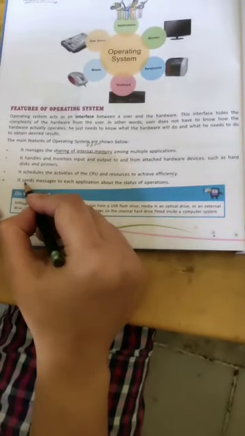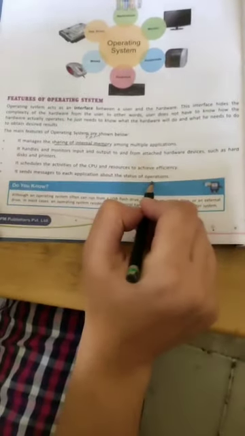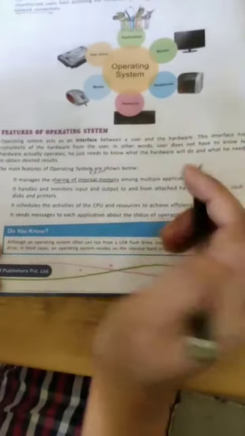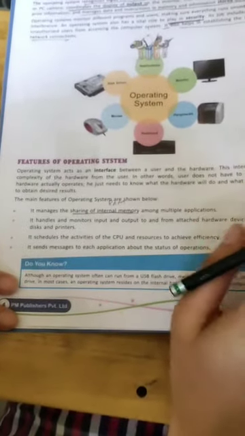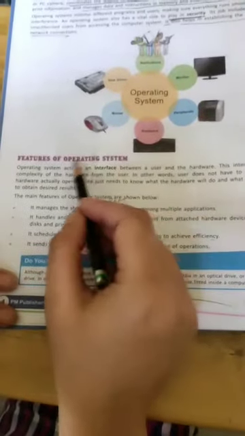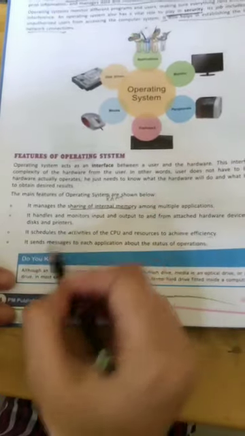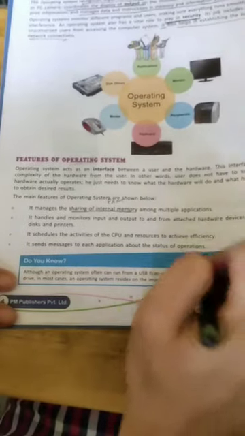So first come first serve technique we use, and that is used by the operating system. It sends messages to each application about the status of operation. Let's see that sometime we download document through internet, right? So whenever the download gets completed, that time they send a message that downloading is done, or when you take out the printout, then when the printing process is finished, then also they send the message. So who is sending these messages? All the messages are sent through the operating system. That's why they had written that it sends messages to each application about the status of operations.